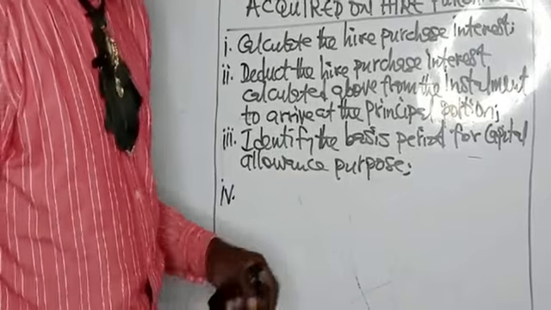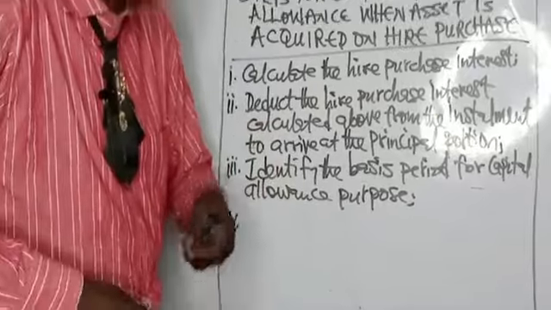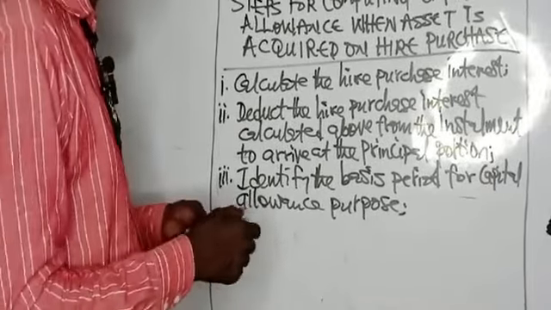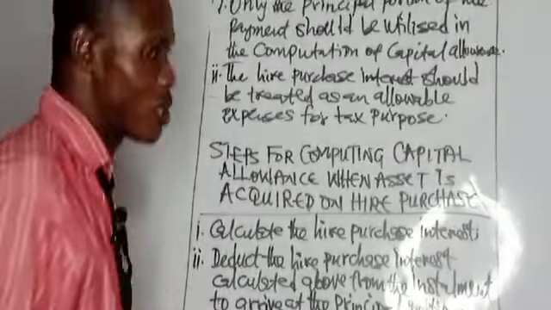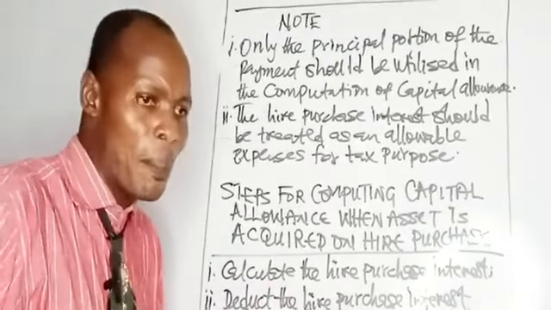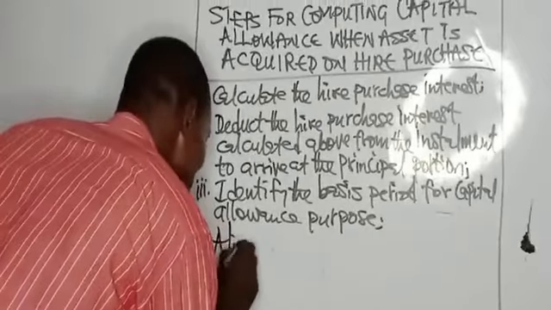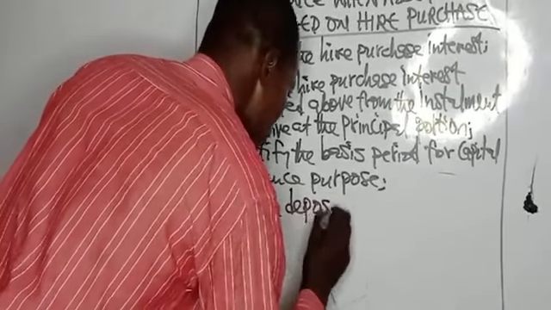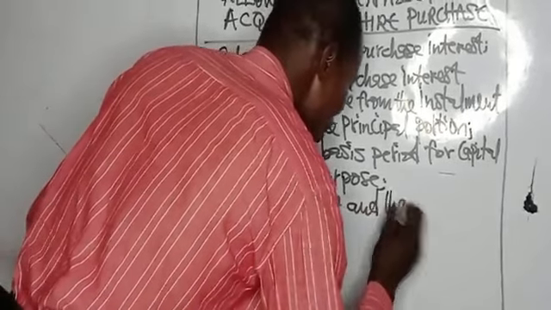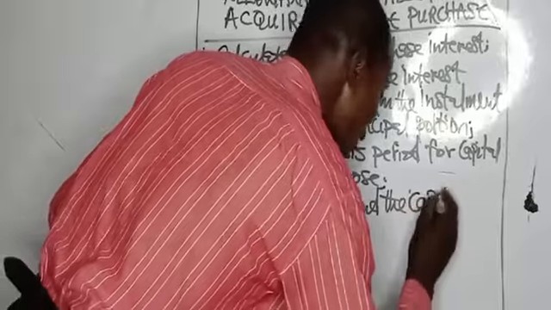Step 4, align the deposit of the asset and the capital portion of the installment. If I use the word principal portion or capital portion, I'm still referring to the same thing. So you align the deposit of the asset and the capital portion of the installment with the basis period.